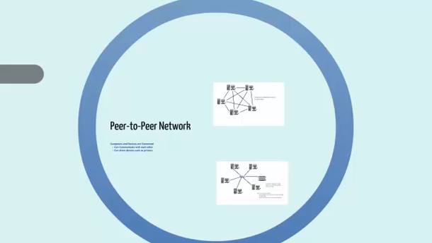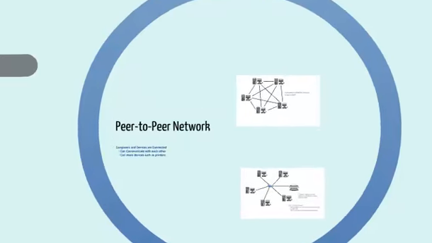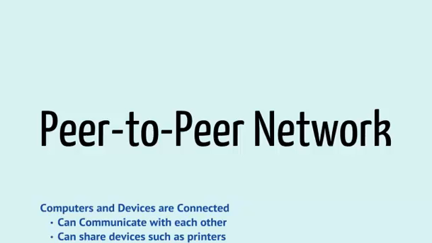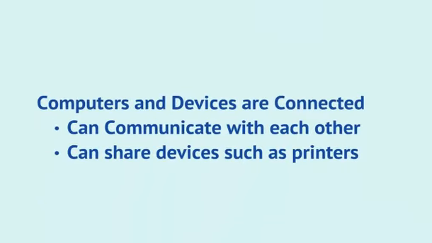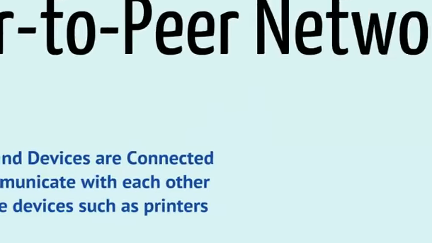The first type of network we'll look at would be the next level up. We take these standalone workstations and we connect them to create a peer-to-peer network. As the name implies, there's a level of equality here, that all individuals on the network are at the same level of hierarchy. The computers and devices are connected, which allows them to communicate with each other and send information to one another. They can share devices such as printers, which means that each computer would not have to be connected to its own printer.